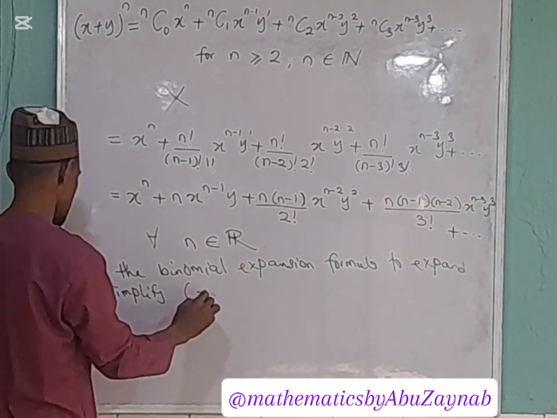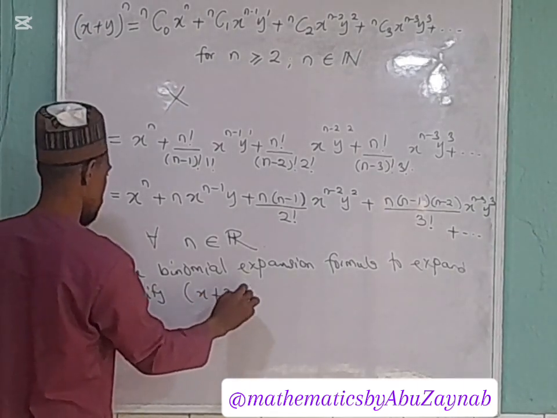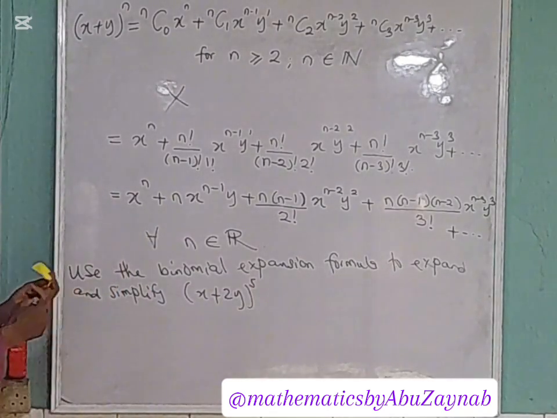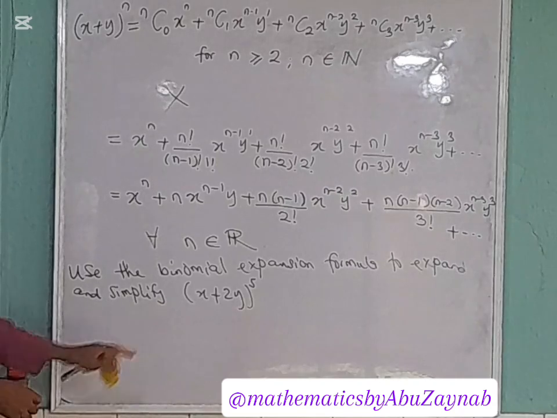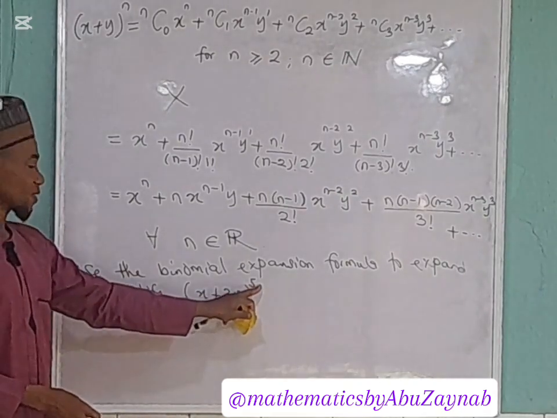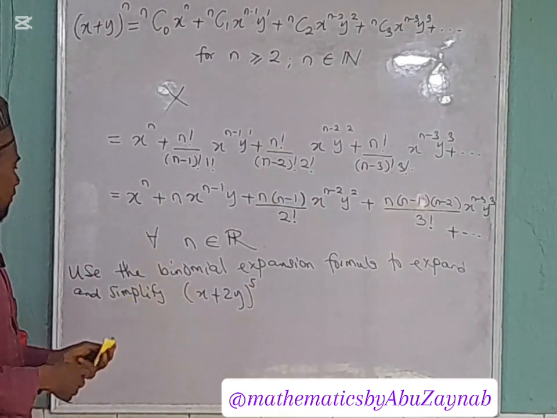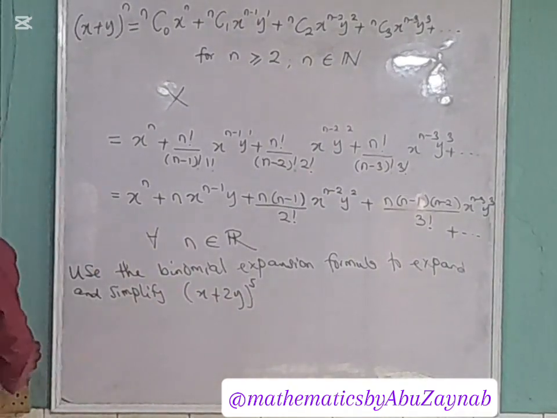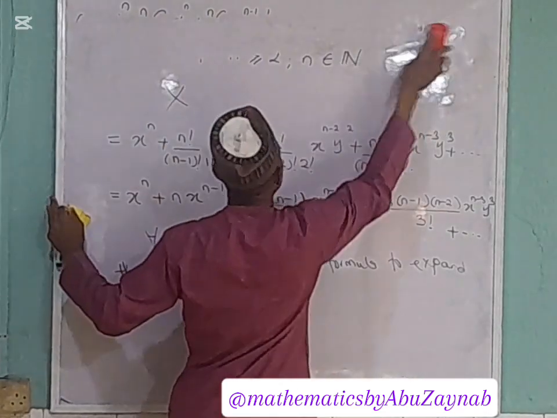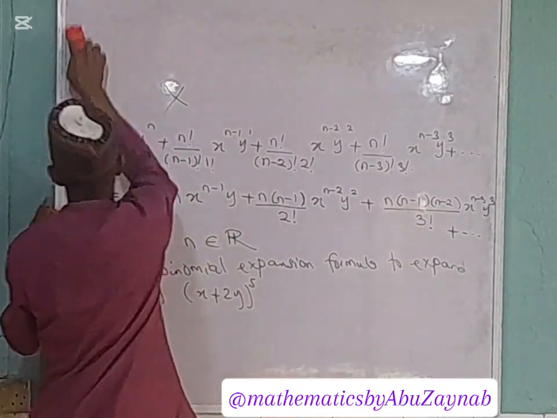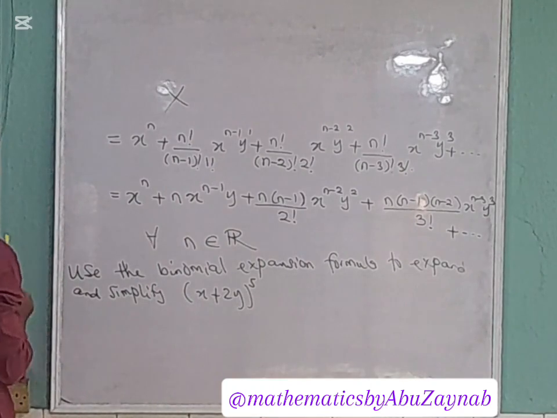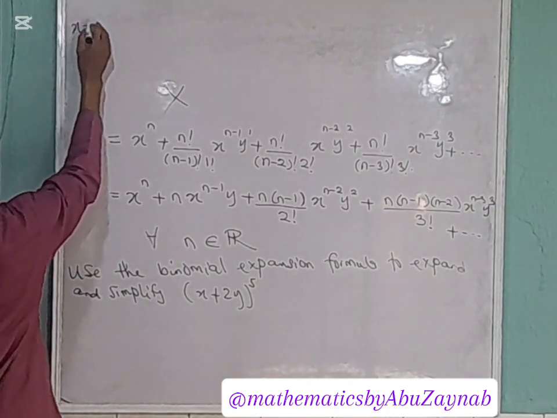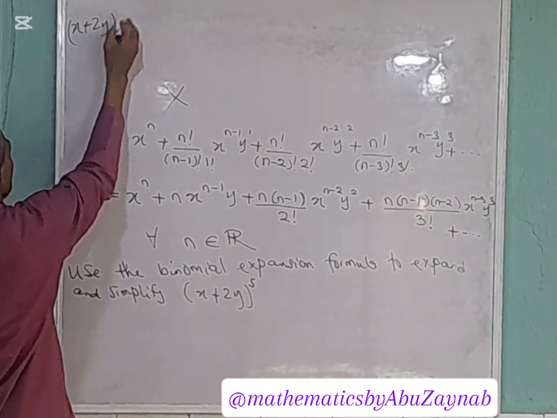You got x plus 2y to the power of 5. So how do we solve this? X plus 2y to the power of 5. So here n is obviously 5, that's our n. X remains x, however, our 2y represents y. So starting here, we just substitute the values directly. So we're going to have x plus 2y to the power of 5.